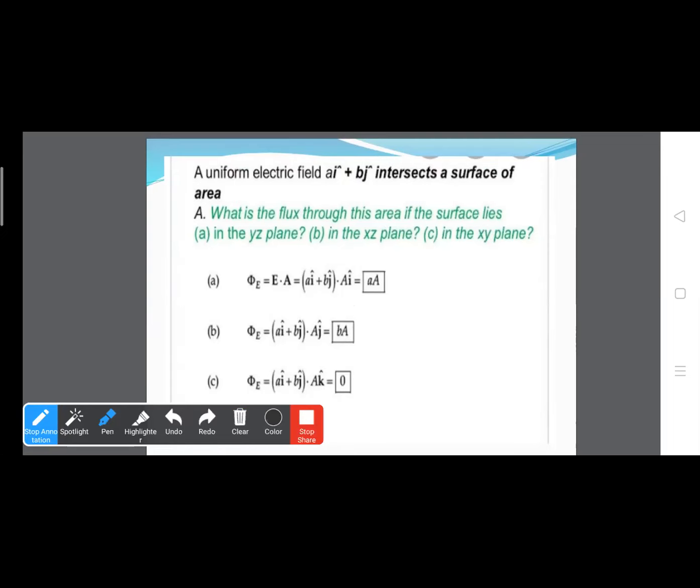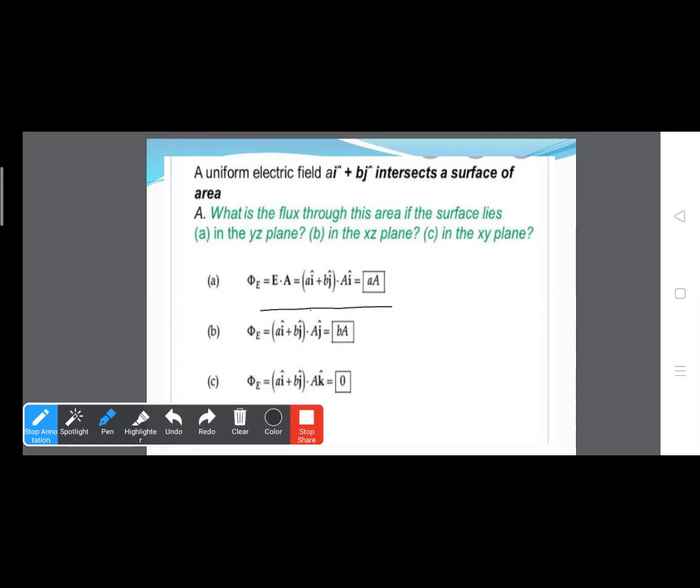So from this equation, a I dot I equals 1, and b J dot I will be equal to 0. So the electric flux in the YZ plane will be the multiplication of small a and capital A. Clear?